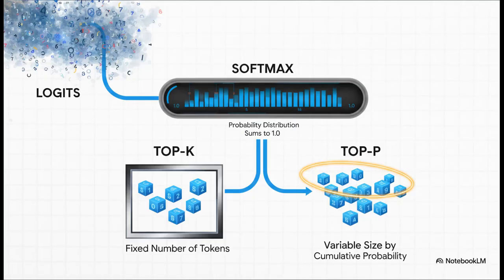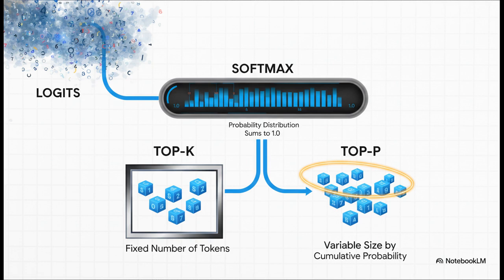The model doesn't just confidently spit out a final word. It actually generates a list of raw, unnormalized scores called logits for every possible word in its entire vocabulary. Then, a softmax function converts these logits into actual probabilities that sum up to exactly 1.0. From there, we apply sampling filters. Top-k sampling trims the list down to a strict fixed number of likely tokens. Or we can use top-p, also known as nucleus sampling.